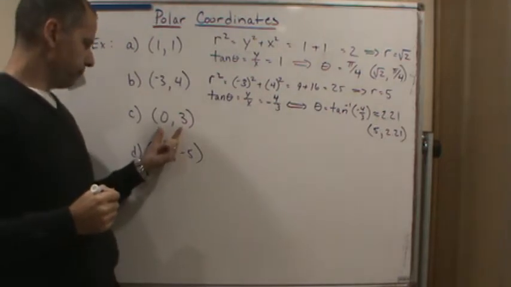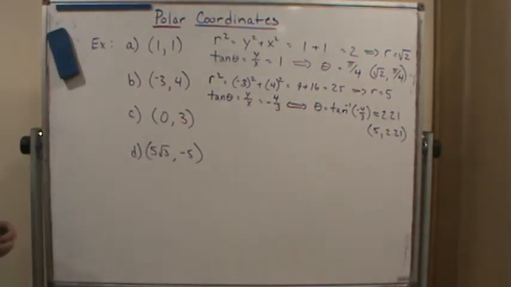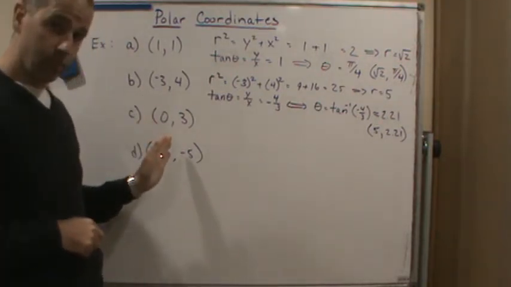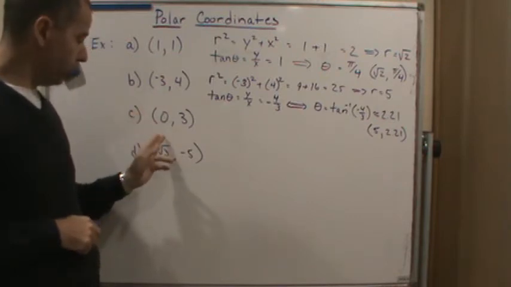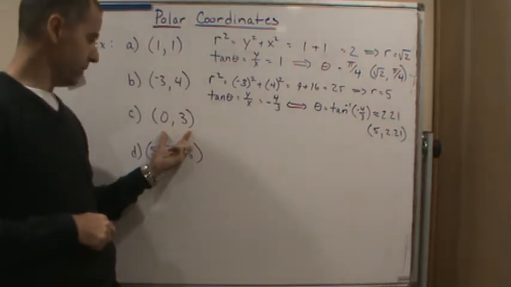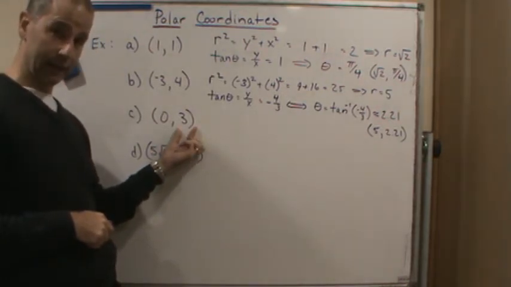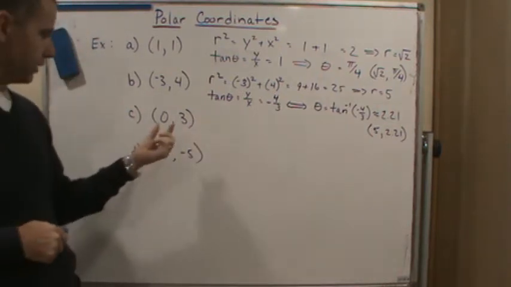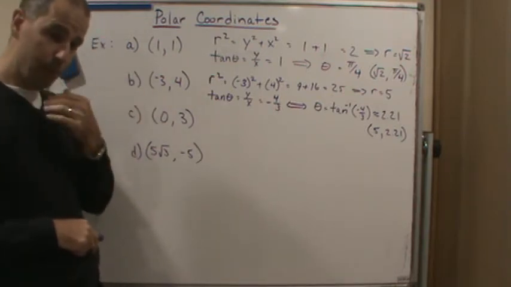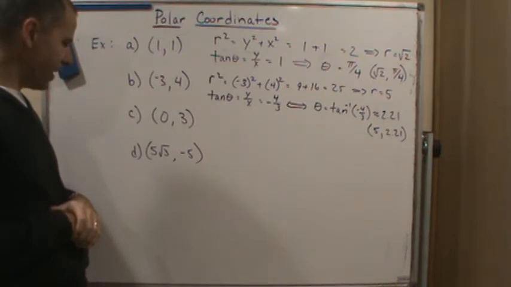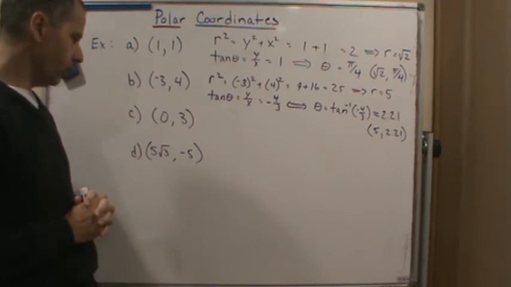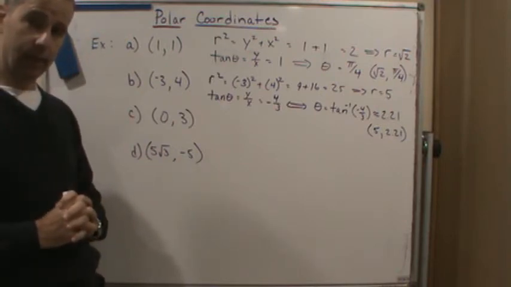Now what about this one? 0, 3. You can use the formulas with that, you can find out. But here's the thing, you should know this just based on where this point lies. This point lies on the y-axis, on the positive y-axis. So this is a 90-degree angle. Visually, you should be able to mentally visualize this and see that this is going to be 3, pi over 2.